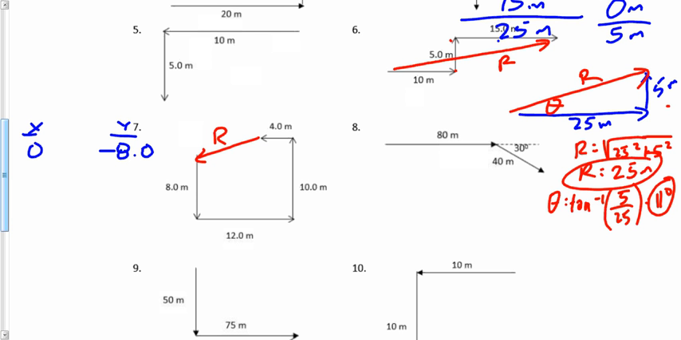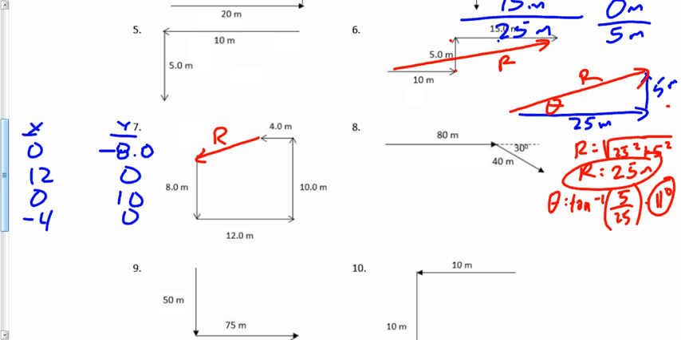The x component of the 12. What's that one, Blake? 12. The y component is? Good. The 10, the x component is, John? No, 0. And the y component is? Good. Carissa, the x component of the 4 is? Good. -4. And the y component is?